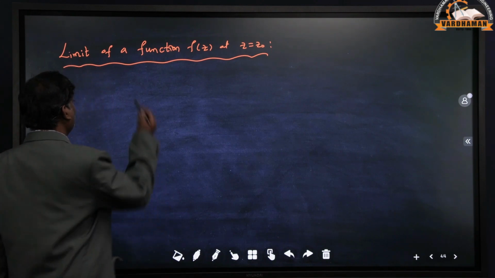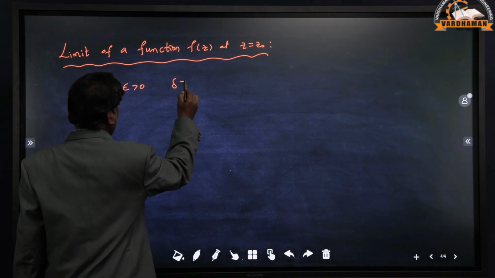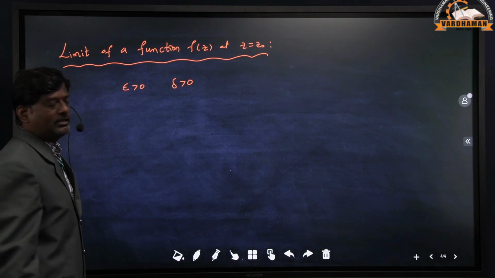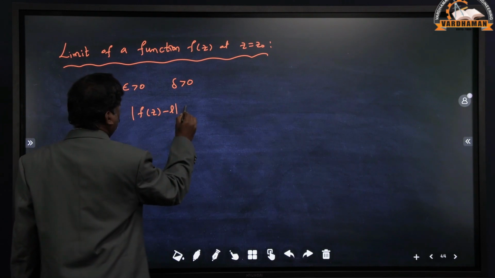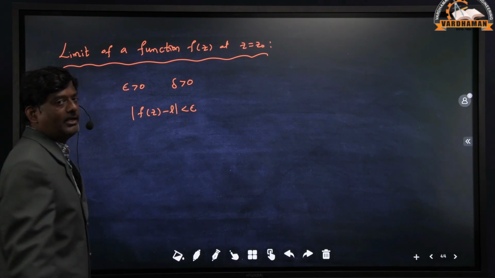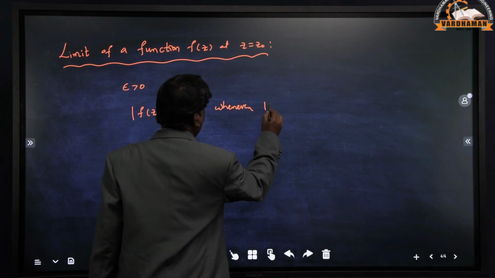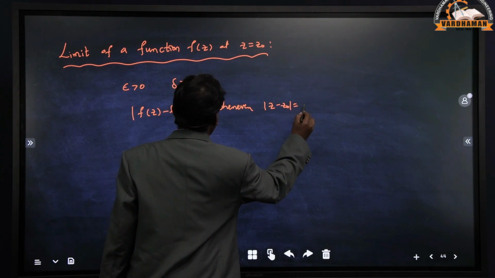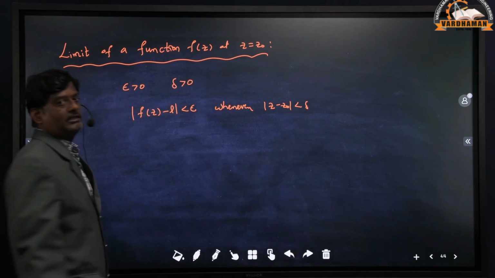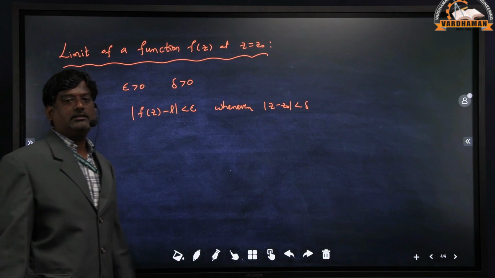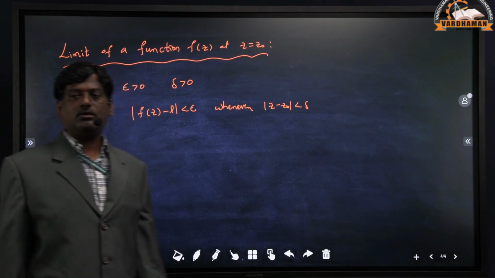Now the classical definition: for every small real epsilon greater than 0, there exists a delta greater than 0 such that modulus of f of z minus L is less than epsilon whenever modulus of z minus z naught is less than delta. Then this complex number L is called the limit of the function f of z at the point z equal to z naught.